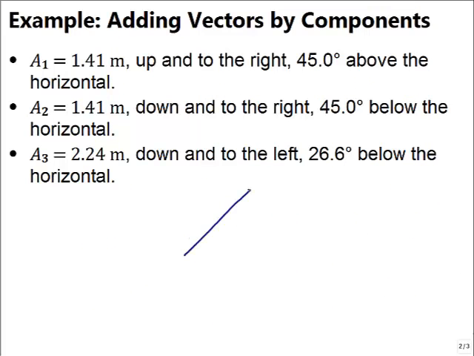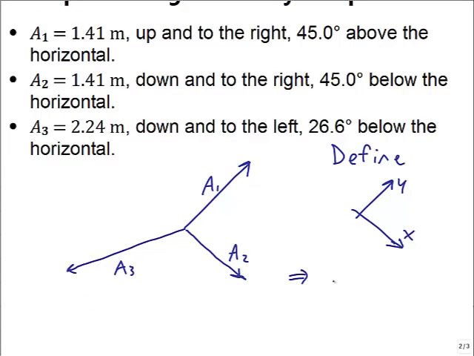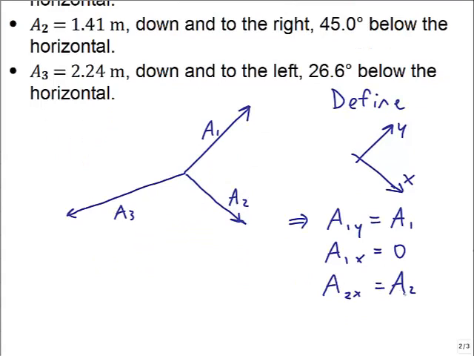So there's the problem. We draw A1 up and to the right, A2 down to the right, and A3 down to the left. But what we have to look at here is that A1 and A2 are perpendicular to each other. They're just both tilted by this 45 degrees. So we can define y to be parallel to A1 and x to be parallel to A2. So then the y component of A1 is just A1, and the x component of A1 is 0. And the x component of A2 is A2, and the y component of A2 is 0.